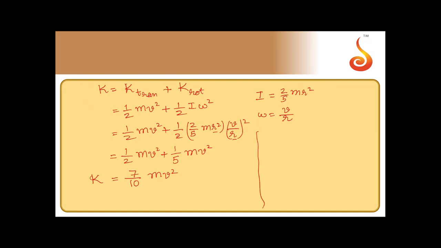So you need to calculate the ratio of translational kinetic energy to the total kinetic energy. So that is half mv square divided by 7 by 10 mv square. That is 10 by 14, nothing but 5 by 7. So that is option D.